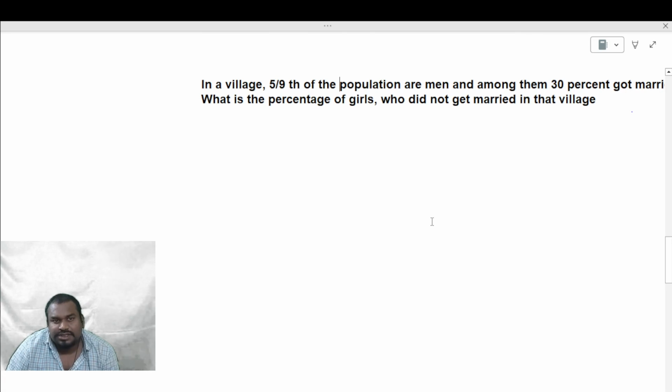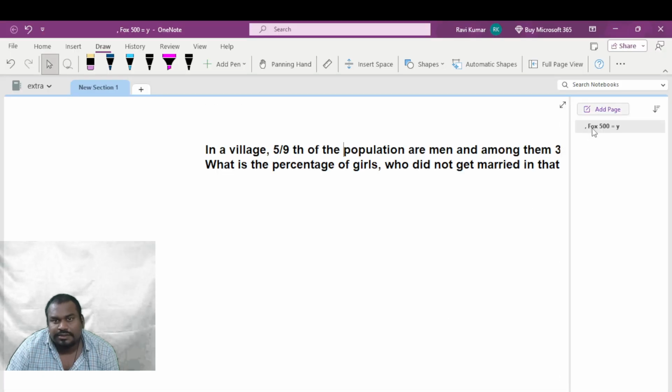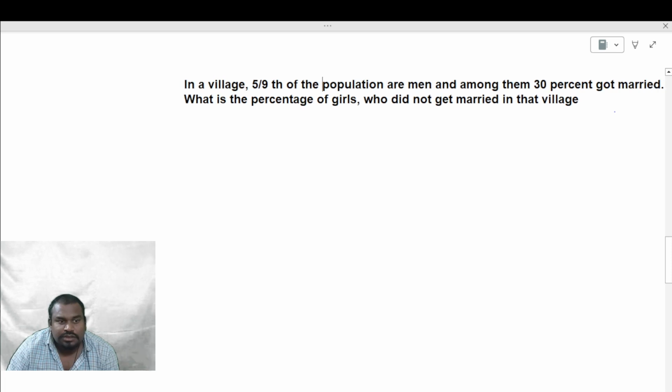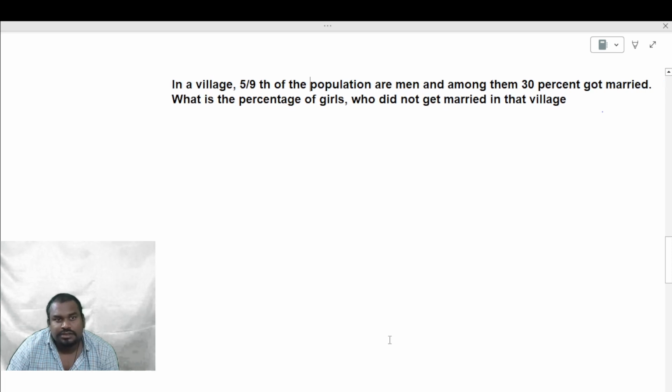So in a village, 5/9 of the population are men, and among them 30% got married. What is the percentage of girls who did not get married in that village? A good question, a tricky question.